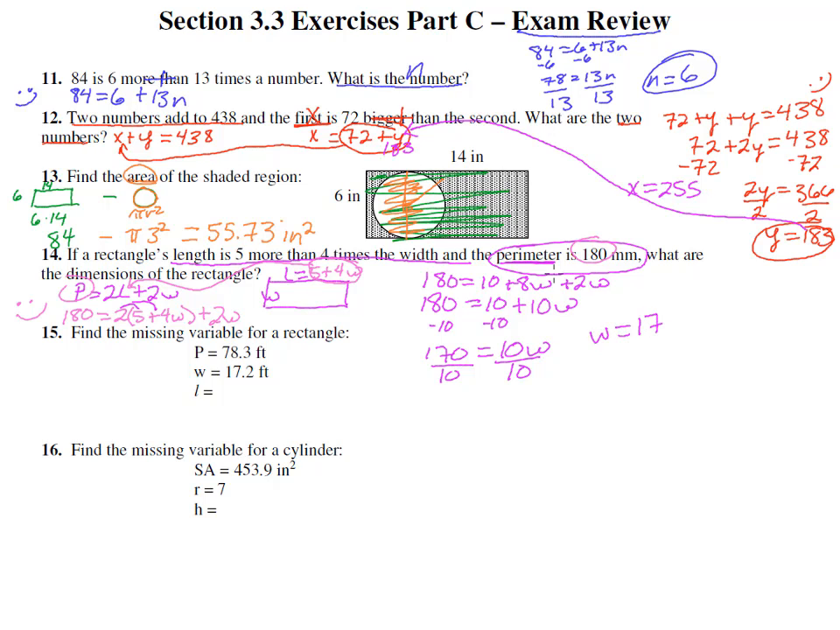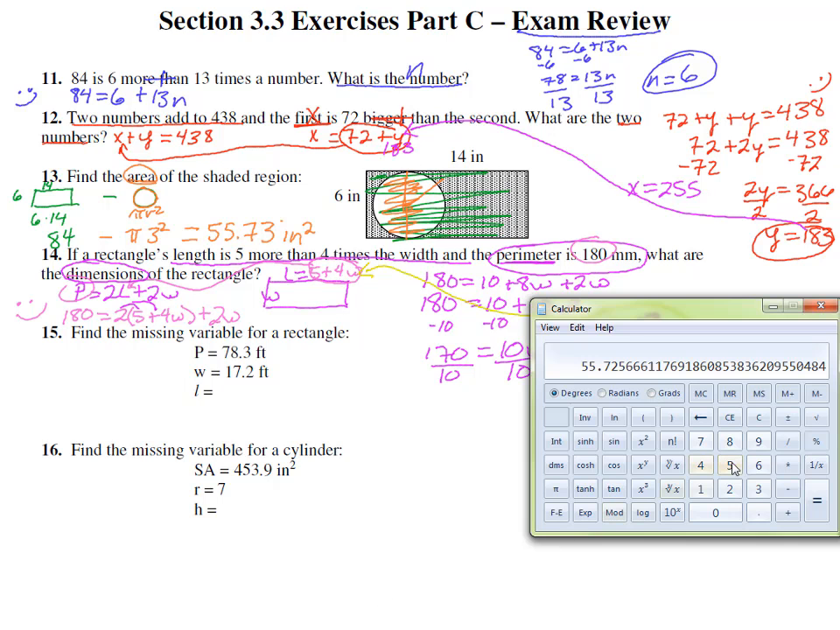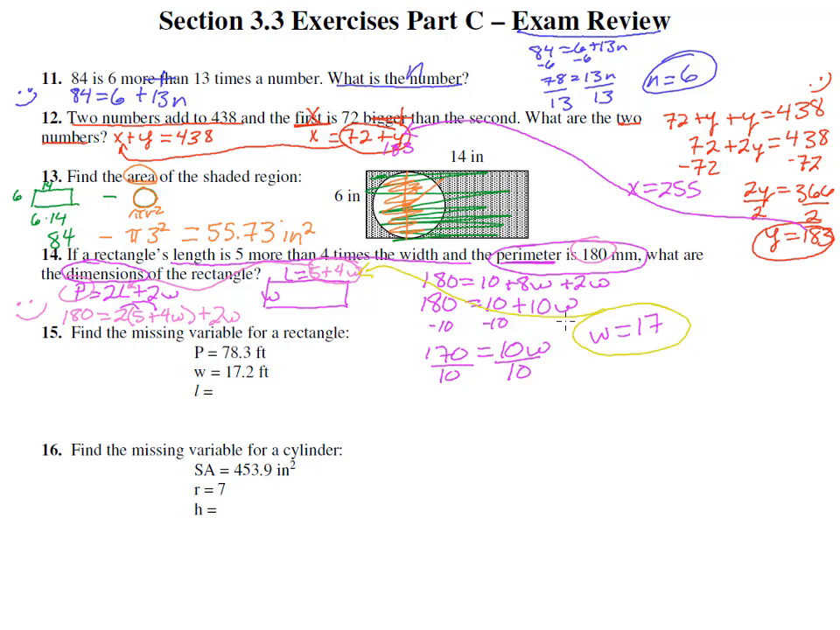Well, that's half of the answer. It asks for the dimensions of the rectangle. So w equals 17. We now have to stick that back in. Let's take that guy right there and plug him in right there. 5 plus 4 times 17. 5 plus 4 times 17 equals 73. So we actually get that the length now is 73.